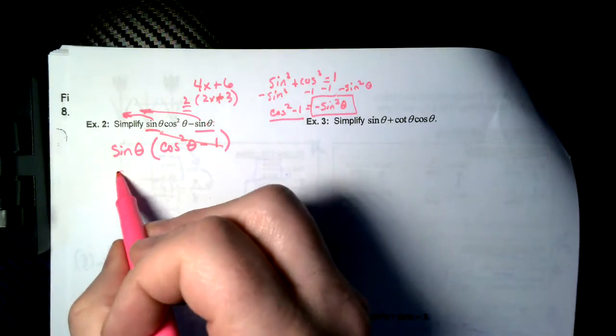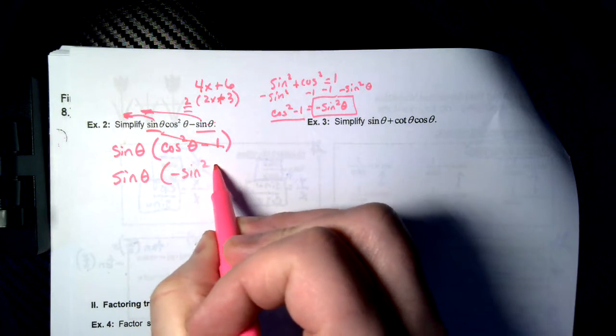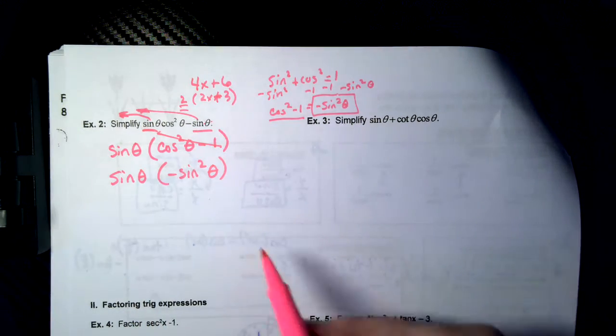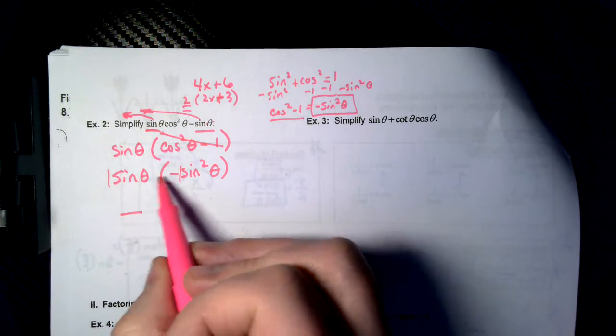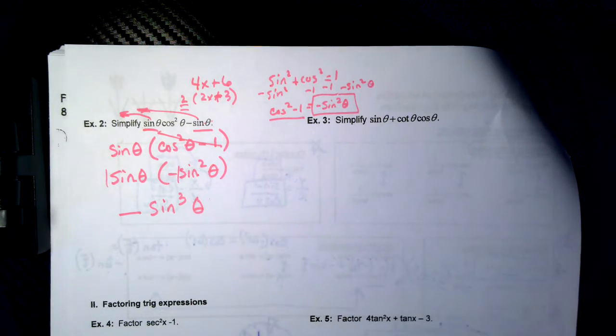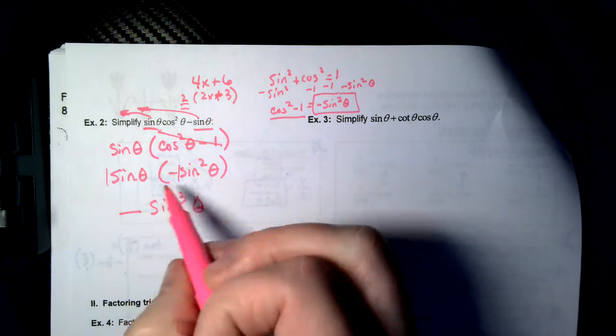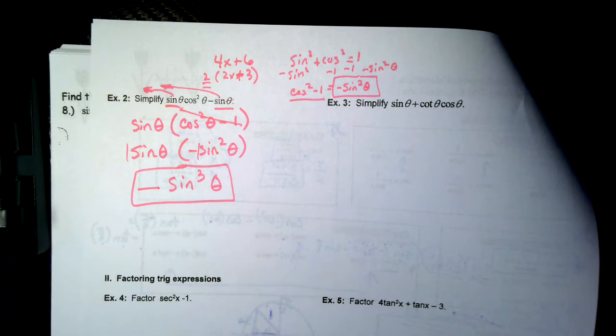So there's my switch. Cosine squared minus 1 is equal to a negative sine squared theta. So this will be replaced. That's not real pretty, but it's like a negative 1 times a 1. You get a negative in front. Sine times sine squared is sine cubed. That's not a property. But I get negative sine cubed theta. And that's what it looks like all simplified.